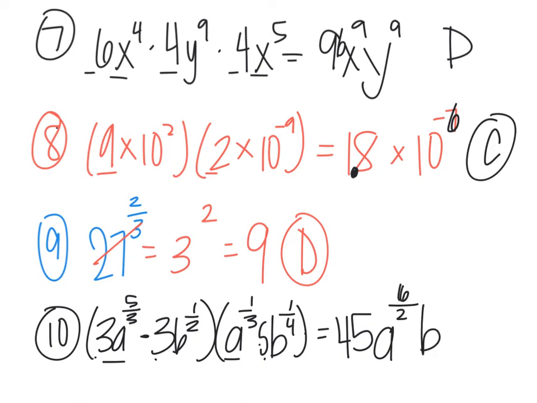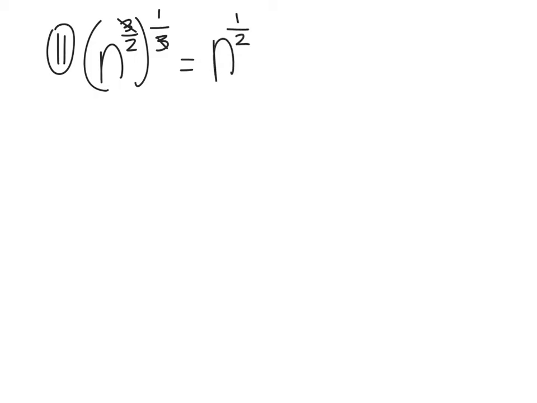And then that's b to the 1/2 times b to the 1/4, which is b to the 3/4. And 6 halves reduces to 2 over 1, or just 2. So it's 45a squared b to the 3/4, which is B. 10 is B. 11. n to the 3 halves to the 1/3. You multiply exponents and those are going to cancel, so you really get n to the 1/2.